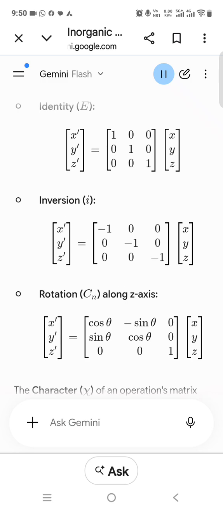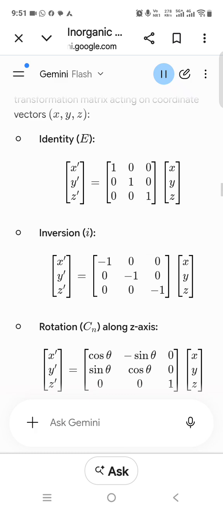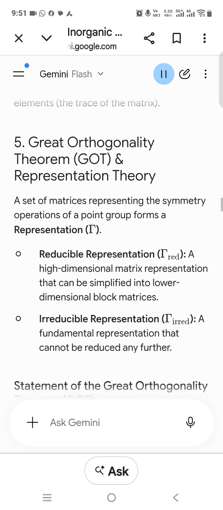3. Point symmetry groups and classification. Molecules are categorized into point groups based on the complete set of symmetry operations they possess. Non-axial groups: C_1, no symmetry except E; C_s, only E and σ; C_i, only E and i.